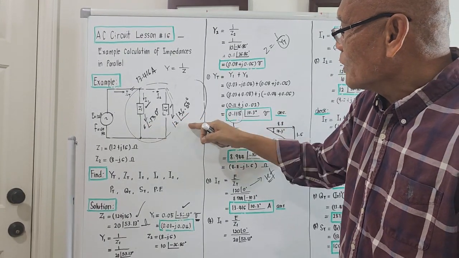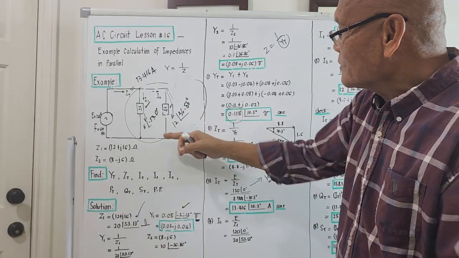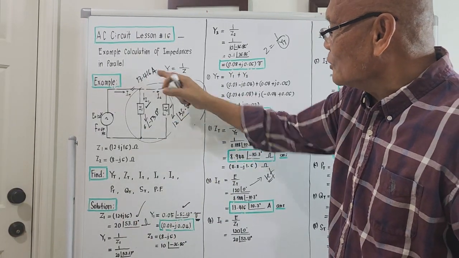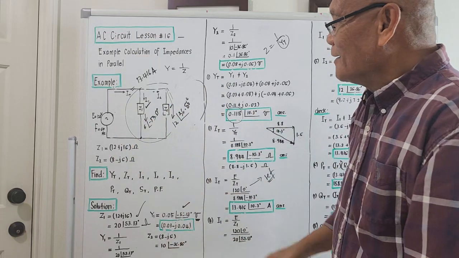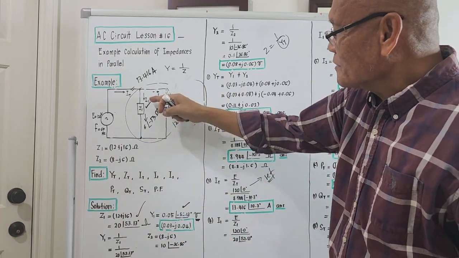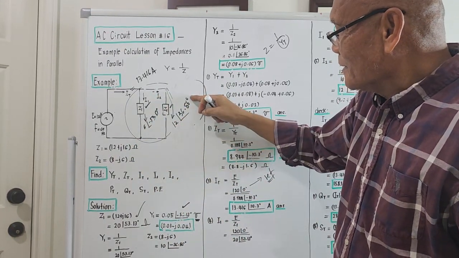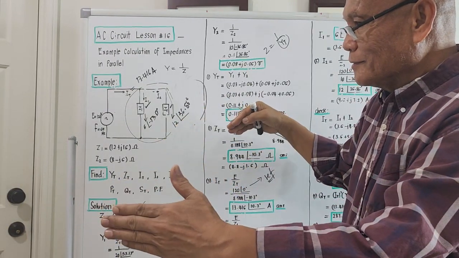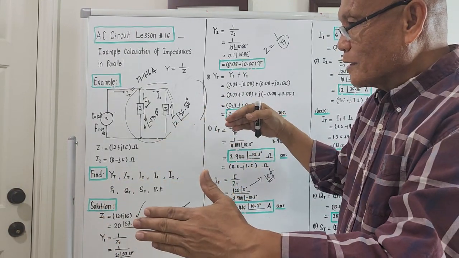So this is 6 and 12. But you cannot just add 6 and 12 to be equal to 13. You should add it vectorially. Because this has a real part, imaginary part, real part, imaginary part. Use the triangle method, right? You use the vectorial addition.